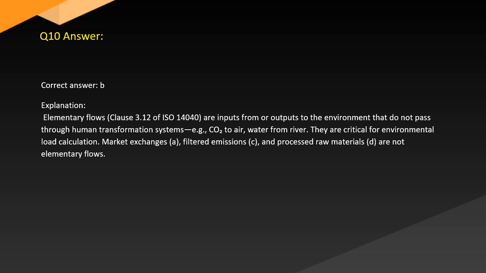Answer. Correct answer: B. Explanation: Elementary flows, Clause 3.12 of ISO 14040, are inputs from or outputs to the environment that do not pass through human transformation systems, e.g. carbon dioxide in air, water from a river. They are critical for environmental load calculation. Market exchanges (A), filtered emissions (C), and processed raw materials (D) are not elementary flows.